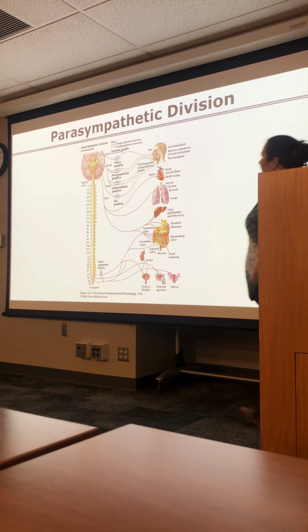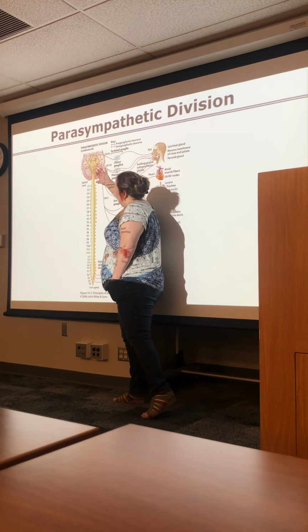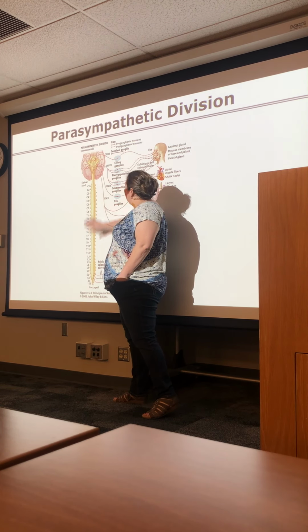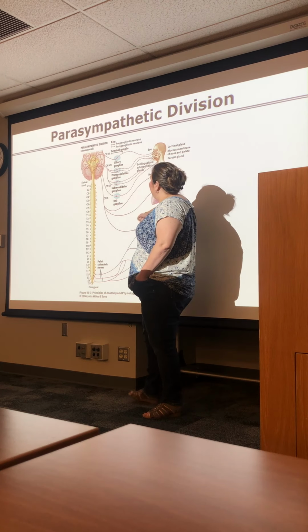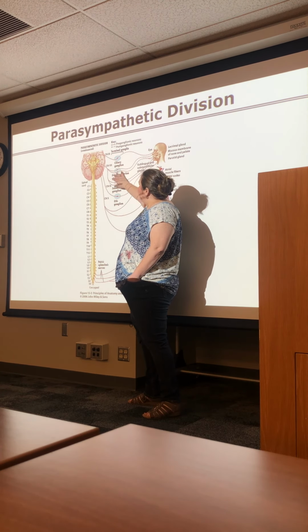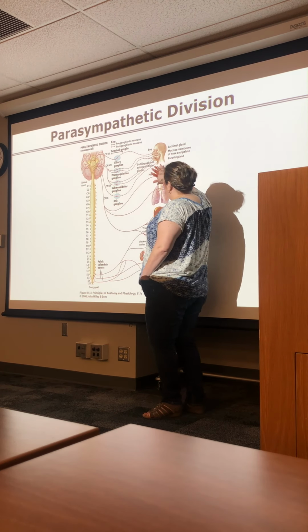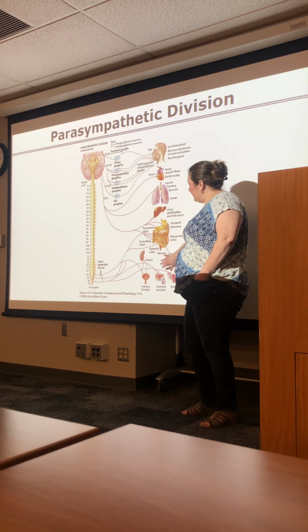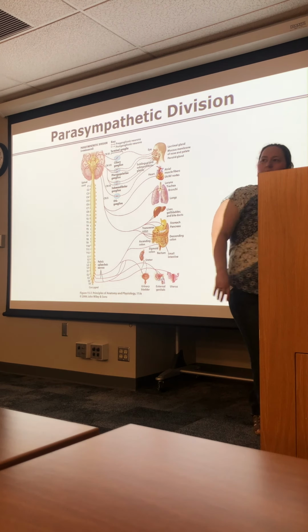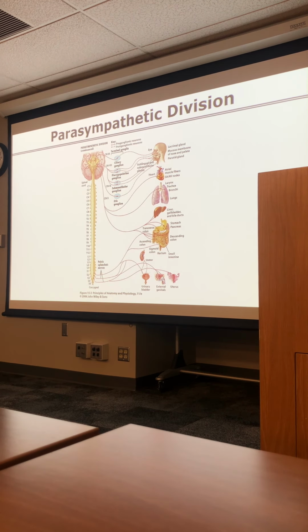So here's our cranial output. Here's our sacral output. Here are all of our terminal ganglia with specific names. Those are associated with 3, 7, and 9. 10 is going to go to intramural ganglia as well as the pelvic splanchnics. You can see the output there. Questions?